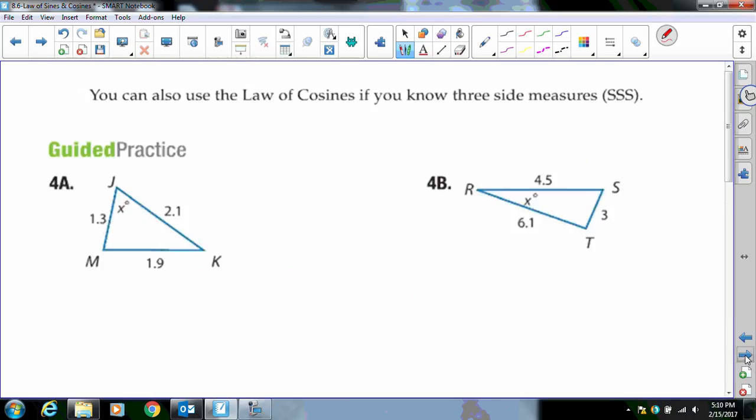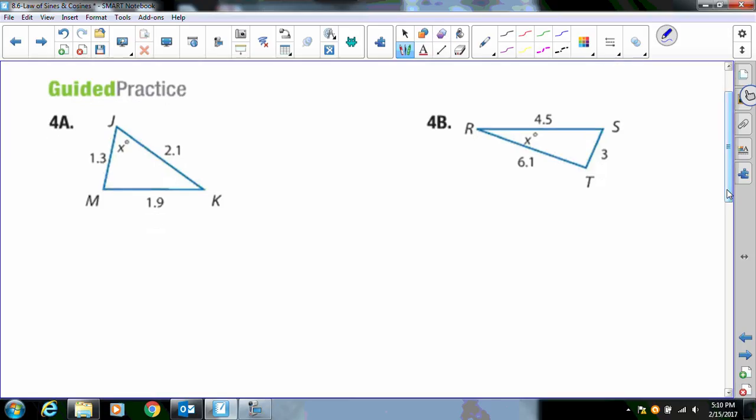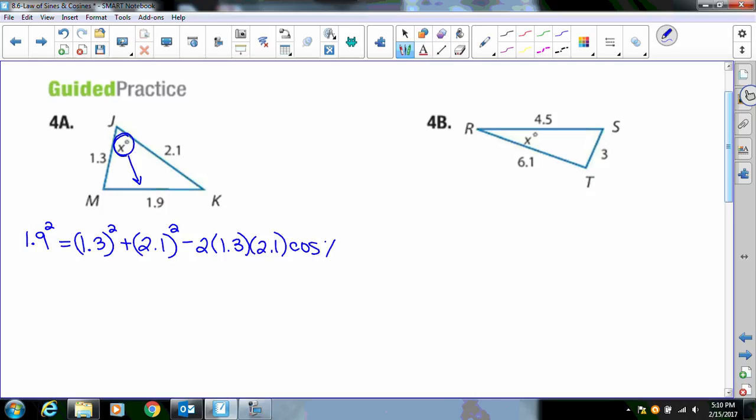Okay, you can also use the law of cosines if they just give you side, side, side. So again, if you have more sides than angles, you have to use your law of cosines. On this one, we want to find this x. So we're trying to find that angle measure. So I need to find the side across from it, which is that 1.9. So I start my law of cosines with that side squared equals, and now I'm going to do my other two sides squared and added together, minus 2 times those other two sides, and then the cosine of that angle across, which is my x.